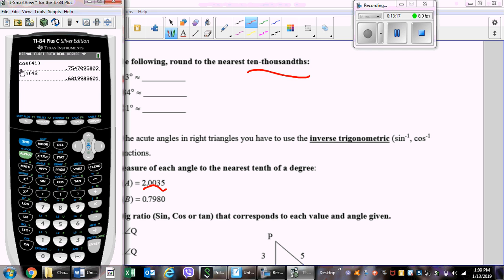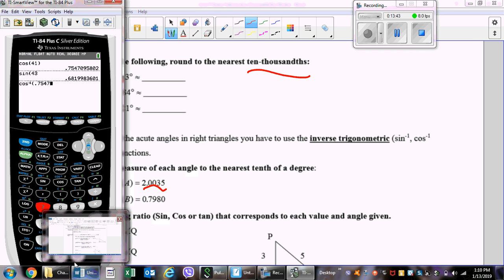See how I got cos 41 to be 0.7547006. What if I only have this part, not the 41 part? What I need to do is press second cos, and then you enter this number to the nearest 10,000 or whatever. I'm going to put it in for everything, 0.74770.